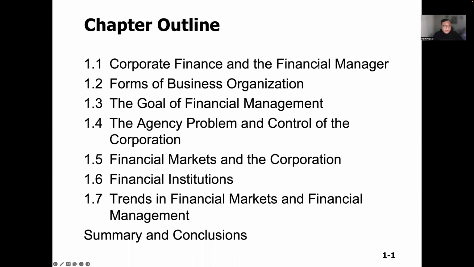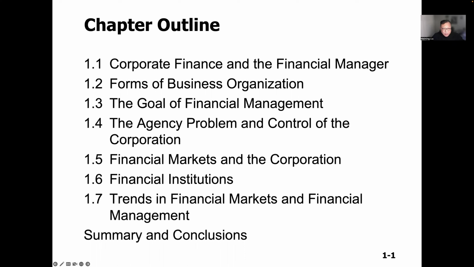So for this chapter, there are certain learning objectives we want to go over. The first one is about what is corporate finance and the role of the financial manager. Then we're going to go through some of the forms of business organizations. There are three main forms: sole proprietorship, partnership, and corporation. And then we talk about the goal of financial management.